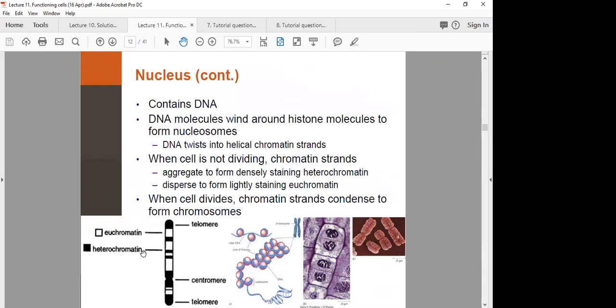You certainly don't need to remember this. That's just a typical part of cell biology that's traditionally taught.